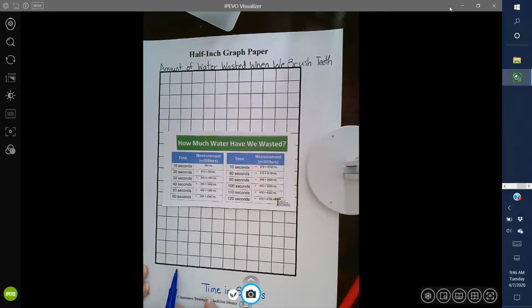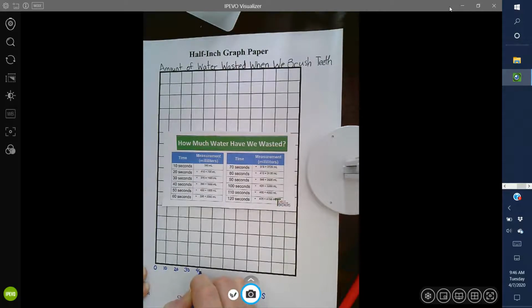0, 10, 20, 30, 40, 50, 60, 70, 80, 90, 100, 110, 120. That's good. I'm going to use that interval instead of counting by ones. I'll put 0 and then 10 seconds. That's where we have our data points anyway, isn't it? This works out great for us.